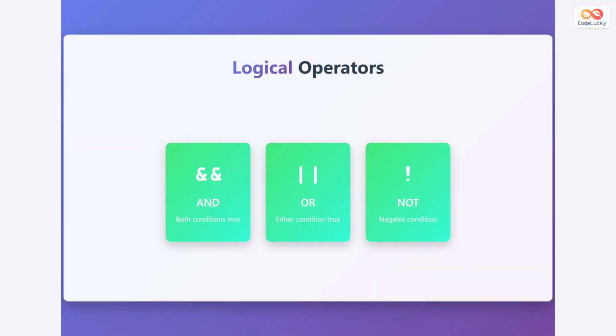Now let's explore logical operators. These operators are used to combine multiple Boolean expressions into a single Boolean value. The AND operator, represented by two ampersands, returns true only if both conditions are true. The OR operator, represented by two vertical bars, returns true if either condition is true. The NOT operator, represented by an exclamation point, negates a condition, meaning it returns true if the condition is false and vice versa.